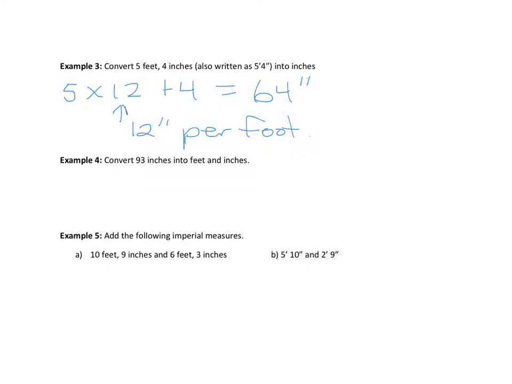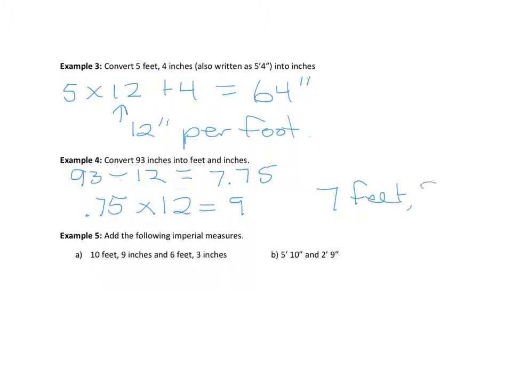In example 4, we're converting 93 inches into feet and inches. Now here you might like a calculator, or again use your 12 times tables, but if I do 93 divided by 12, I'll see how many whole feet are in, and I get 7.75. So that means there's 7 feet and 0.75 feet. So if I take the 0.75, the decimal part of that answer, and multiply by 12, I get 9. So 93 inches will be 7 feet, 9 inches.